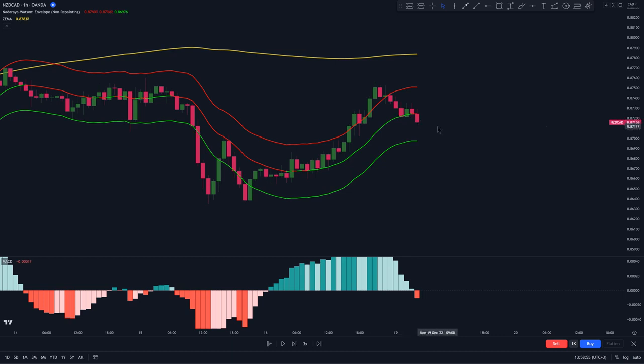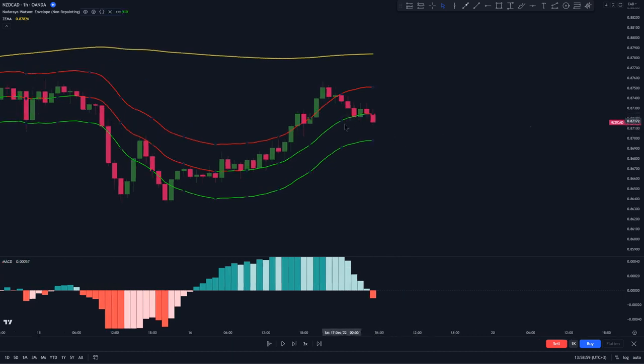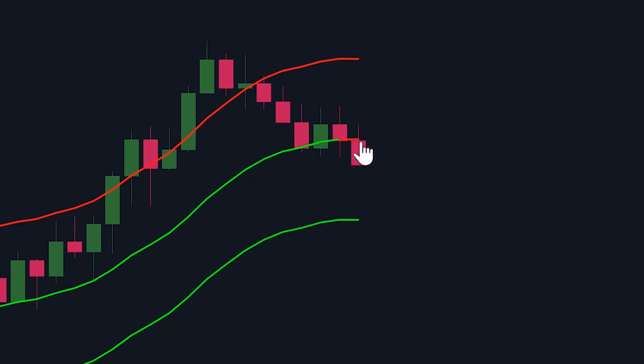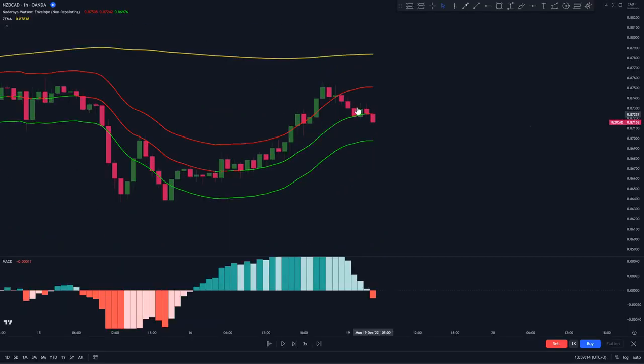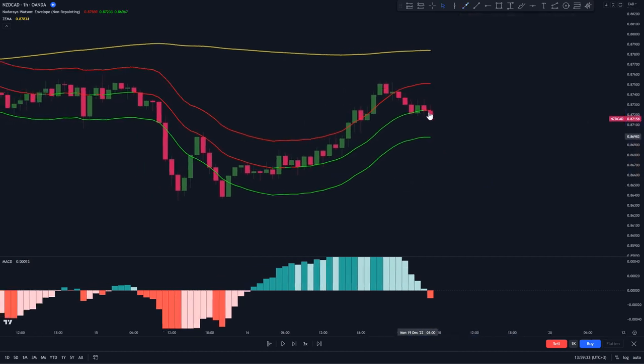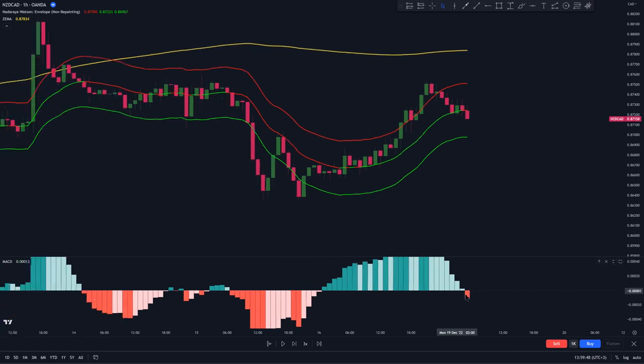The third condition is that the Nadaraya Watson estimator should be colored red at the time the price breaks and closes below it. This indicates the beginning of a short-term bearish trend after this pullback, or a continuation of this overall bearish trend. Next, on this entry signal candle, we want to make sure that the histogram of the MACD indicator is colored red to indicate the presence of enough bearish momentum in the market to push the price all the way to take profit.